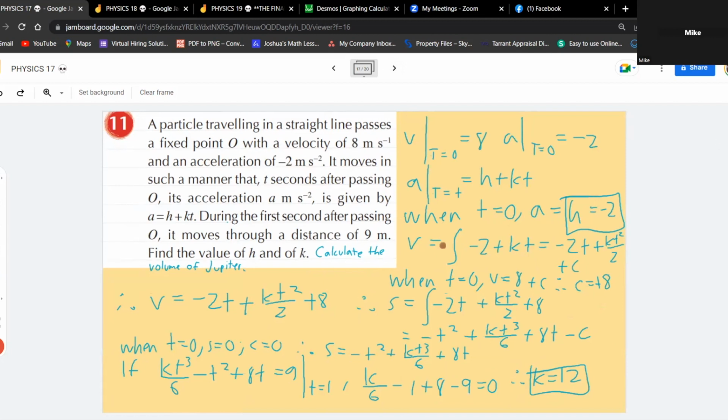So, a particle traveling in a straight line in such a manner that after t seconds after O, its acceleration is given by a, during the first second after passing O. Okay, so binigay v sub 0 is 8 meters per second. A at t equal to 0 is negative 2 meters per second.